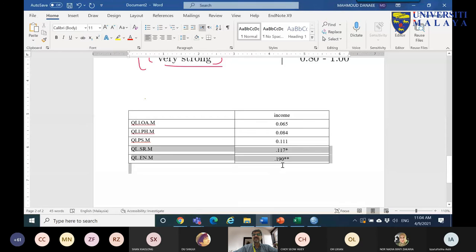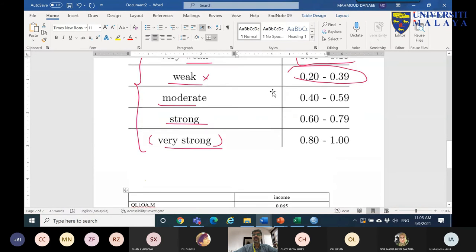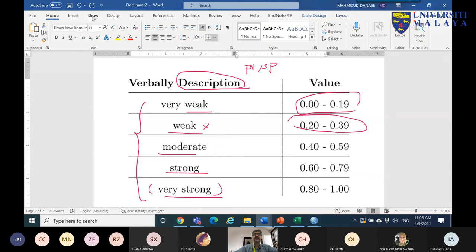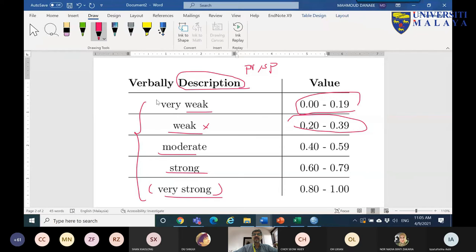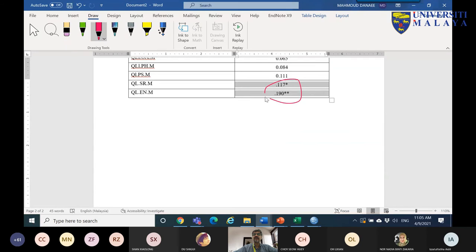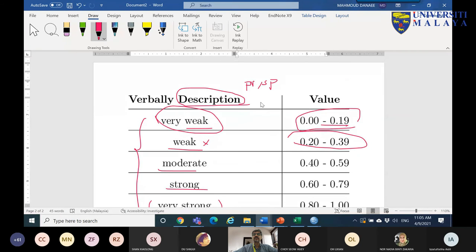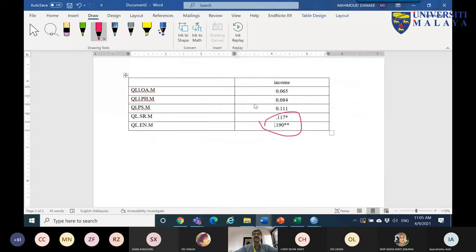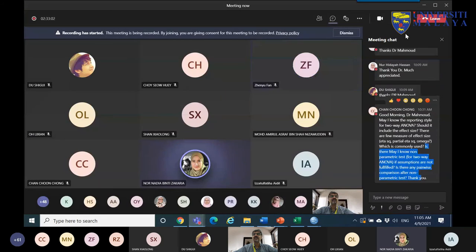So two of them are significant and positive, but not a strong relationship, correct? Because according to this guideline, a relationship below 0.2 is very weak. And here, both of them are below 0.2. Agree? Yes, agree. So the point is here.